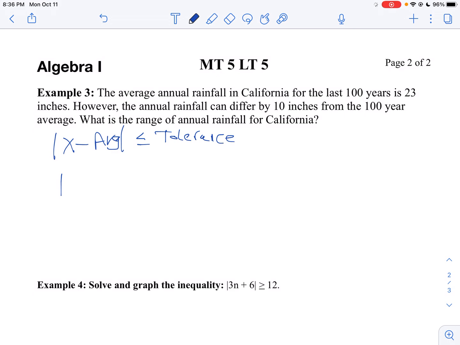So I'm going to say the absolute value of x, I want it to be 23 inches. Okay? But it can be off by as much as 10 inches. So now there's your absolute value inequality. And so we can solve this, and I can say negative 10 is less than or equal to x minus 23, which is less than or equal to 10.